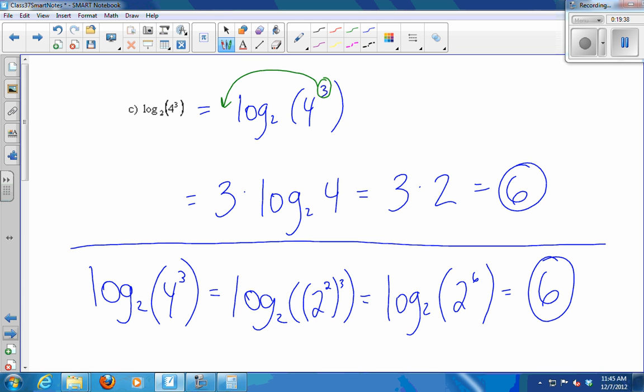When you're getting the 2, you're getting that from the 4? Yep, I'm rewriting the 4 as a 2 squared. And the reason I chose to write it as 2 squared is because my base was 2. And so the thought process is I would like to rewrite 4 cubed as 2 to the something because the base is 2. So I said, well, 4 is 2 squared. I'll start there.